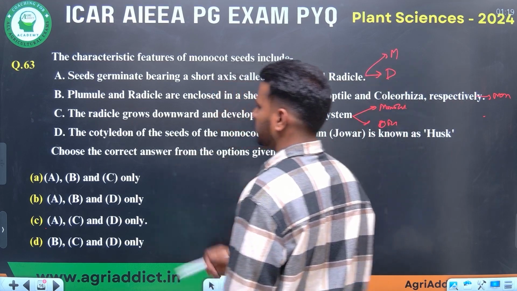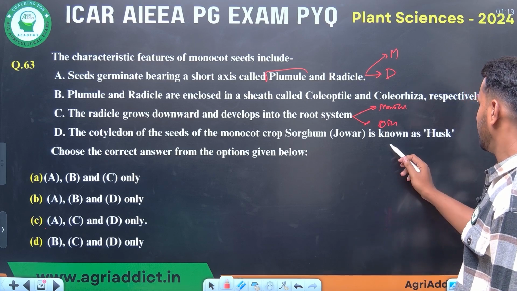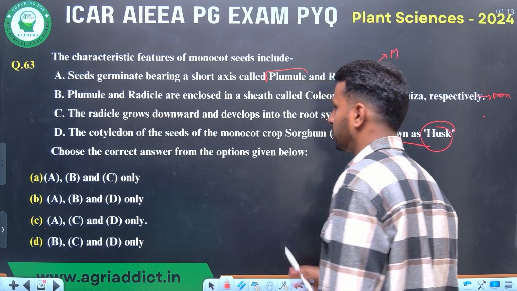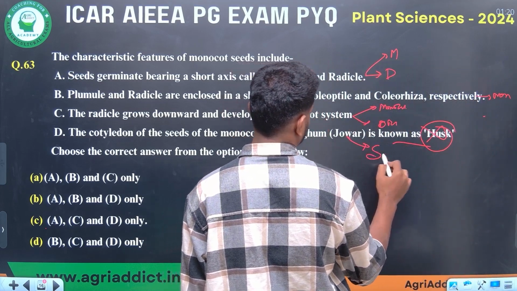Okay. Next one, the cotyledon of the seeds of the monocot crop sorghum is known as husk. So they are saying that the cotyledon of the seeds of the monocot is called husk. Is it true? This is not actually called husk, this is called scutellum.